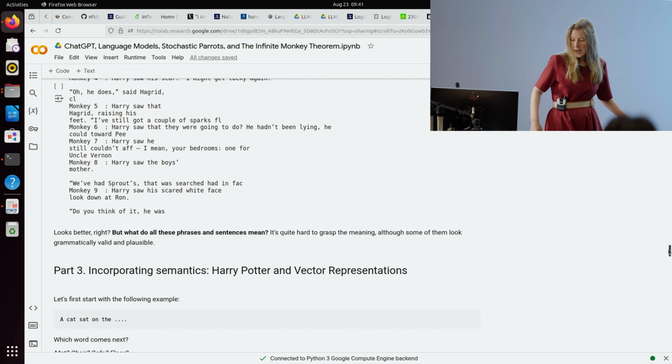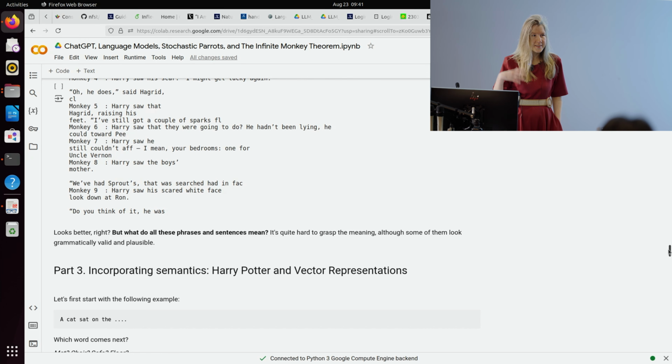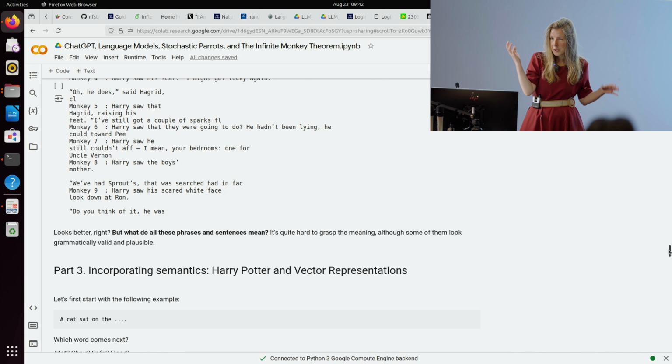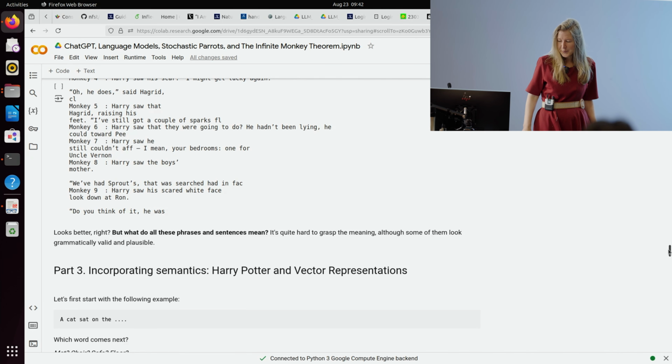So cat and dog will be similar in the sense that they both appear in sentences such as a cat sat on the mat, a dog sat on the mat. Dog eats, cat eats. Dog sleeps, cat sleeps. But they will be slightly different because cat meows and dog barks, right?